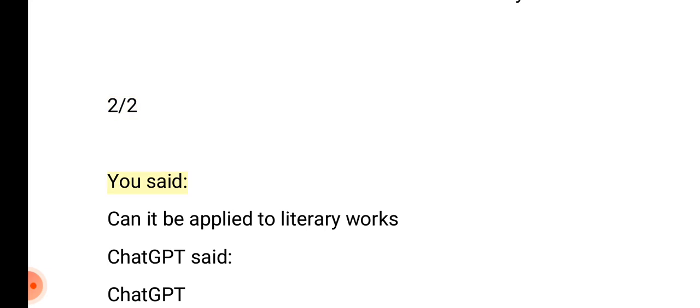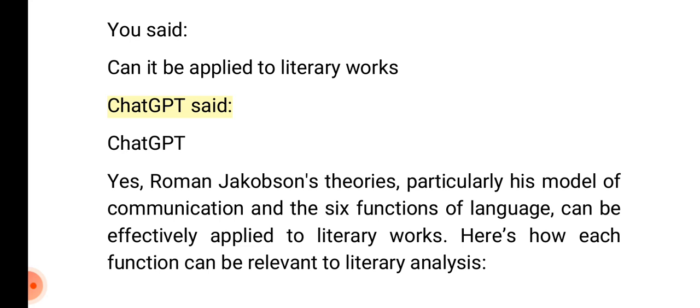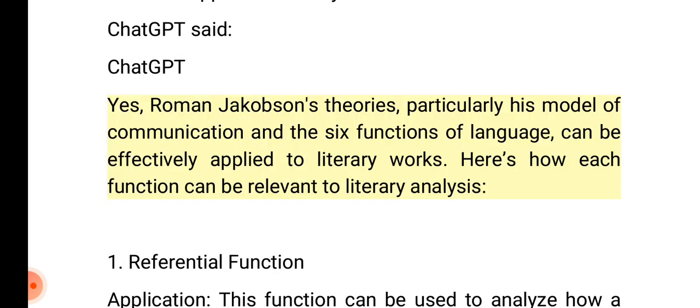You said: Can it be applied to literary works? ChatGPT said: Yes, Roman Jakobson's theories, particularly his model of communication and the 6 functions of language, can be effectively applied to literary works. Here's how each function can be relevant to literary analysis.